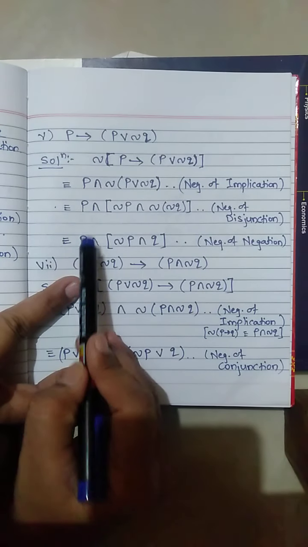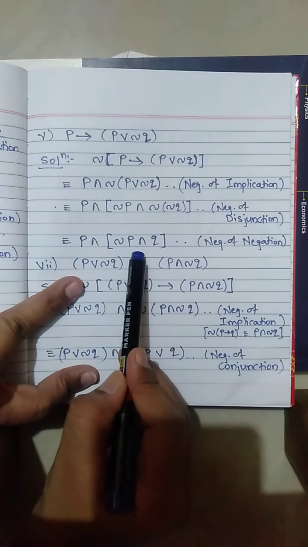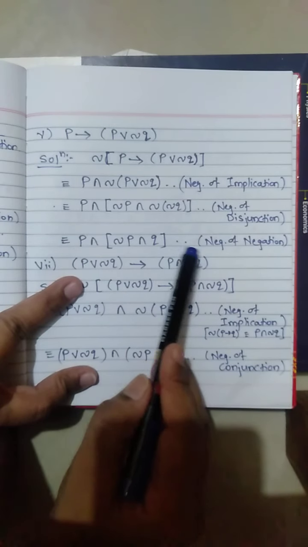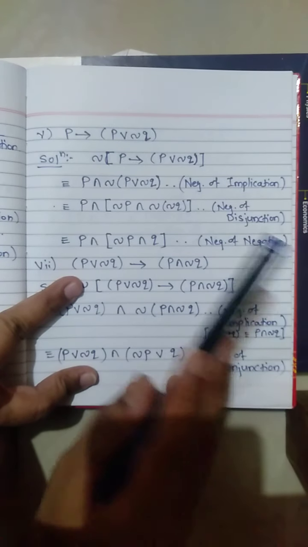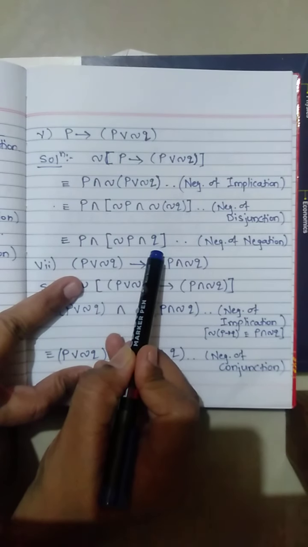Next, it is equivalent to P and negation P, as it is negation of a negation. Q is Q itself, so we applied negation of a negation here. Now check here, we have to just find the negation of the statement.